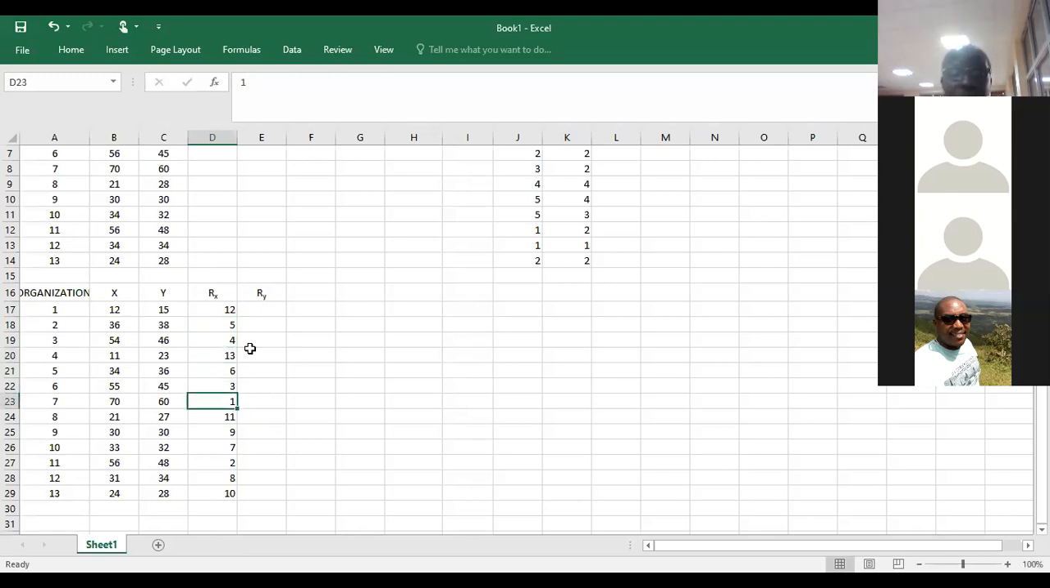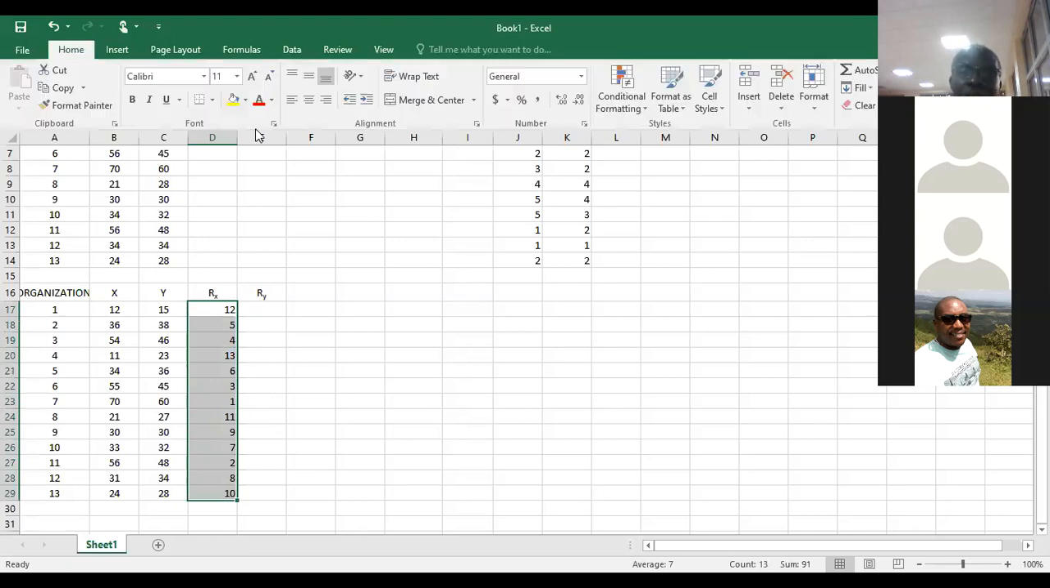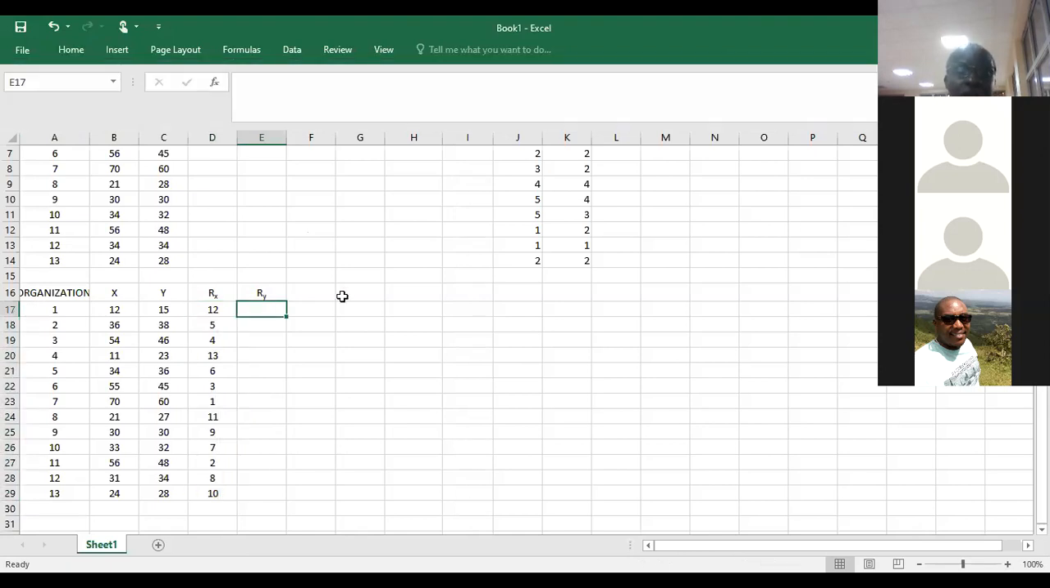It's just like assigning numbers to students in an examination. I mean, in primary. It's the same thing. There's no difference. Then come this side. What is the highest here? 60. Number 1. Next. Number 2. Next.